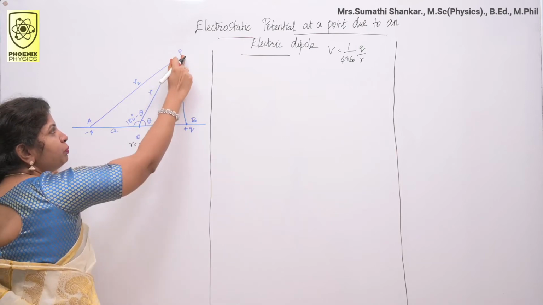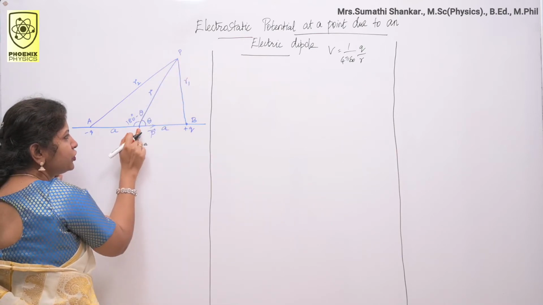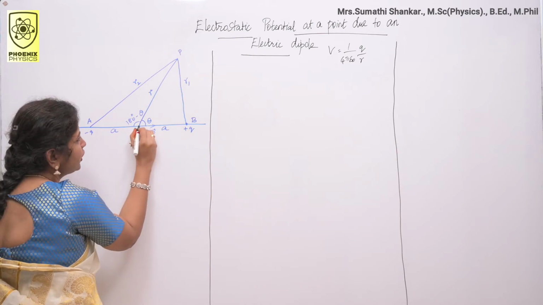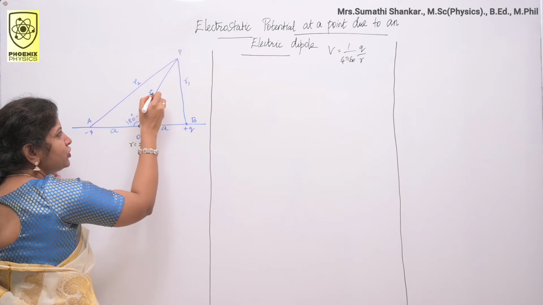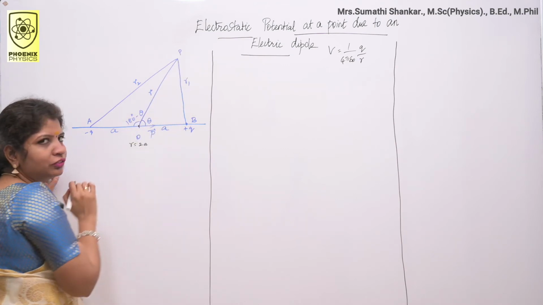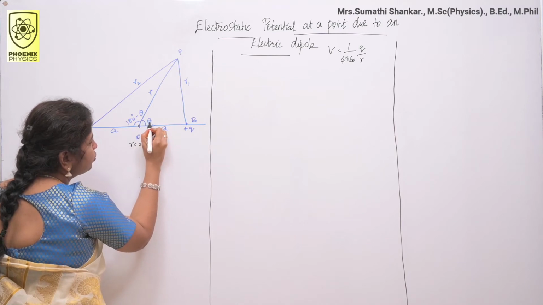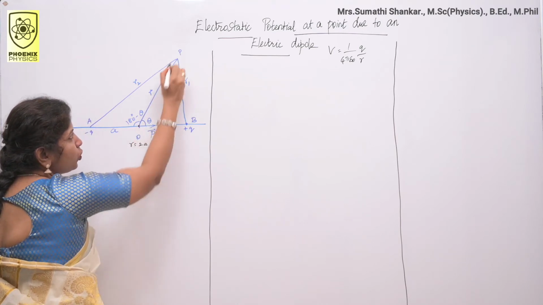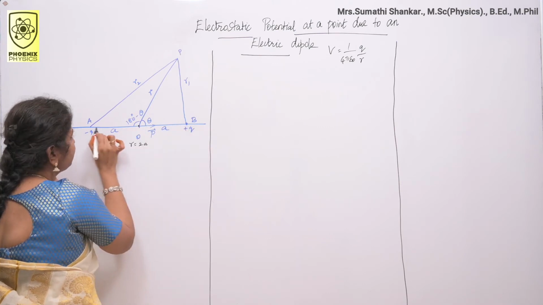Here, P be the point at a distance r from the center of the dipole. This O is my center. So, P be the point at a distance r from the center of the dipole. Let theta be the angle between OP, this is the OP line, and the dipole axis. This is my dipole axis.